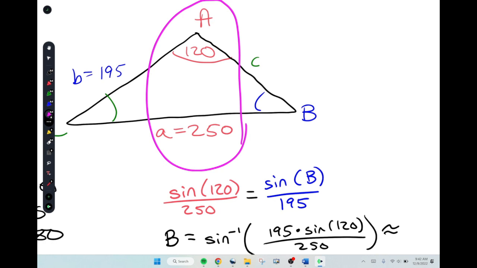Now, had they not given us that, had they given us like side, side, angle, all different things, then we would have had to go to the law of cosines because there wasn't a pair. If they give you a pair of matching things like that, A, B, or C, it doesn't matter. You can jump straight to law of sines.